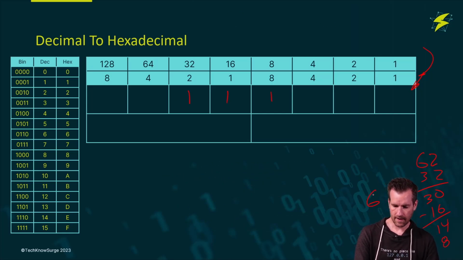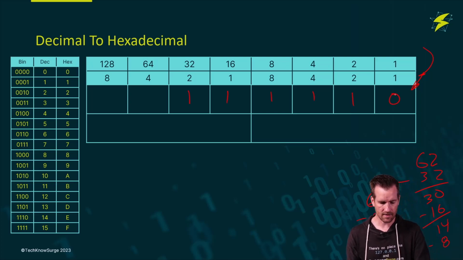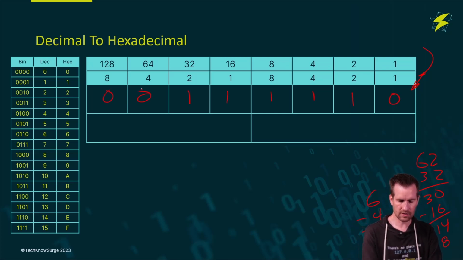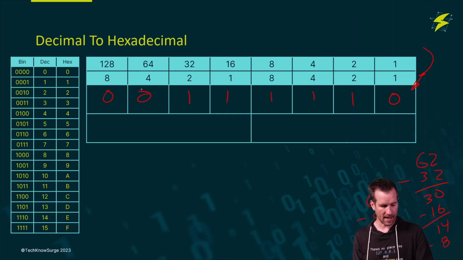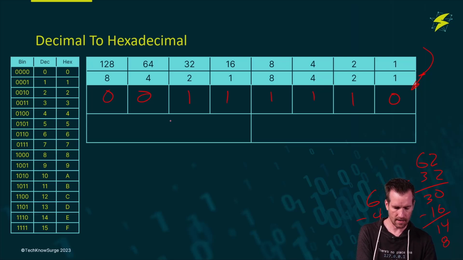Do I have a 4 in there? Yes, I do. So then that leaves me with a 2 left. Do I have a 2? Yes, I do. So that leaves me with 0. So there I have it. There's the conversion so far to get into my binary number. Now I can convert that to hexadecimal. So this right here is 3, and 1110 is E. So now I have 3E as the answer.